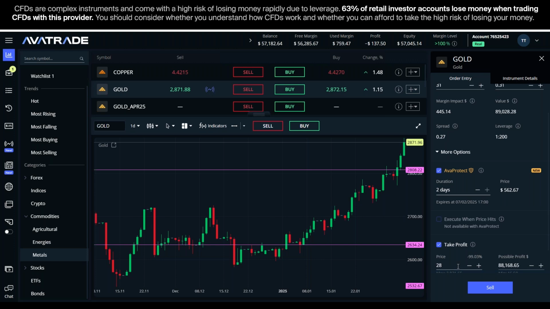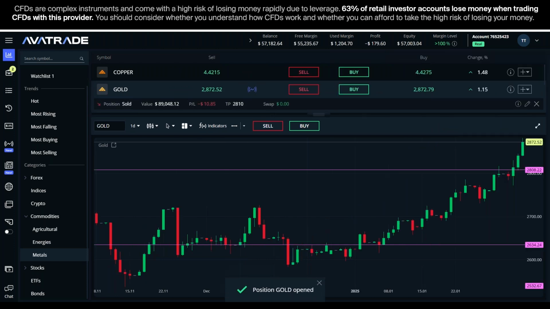Since I'm paying for 2 days protection, I might as well give myself a chance for this maybe to pull back to something like 28.10. Now I'm looking at better than 3-to-1, almost 4-to-1 ratio. If I'm right even 33% of the time, I still profit. 1 out of 3 now I'm profiting still. Looks okay. So maybe I make a move like that.